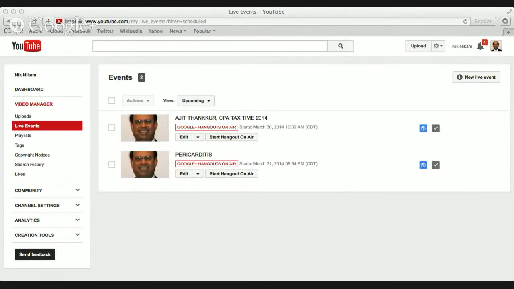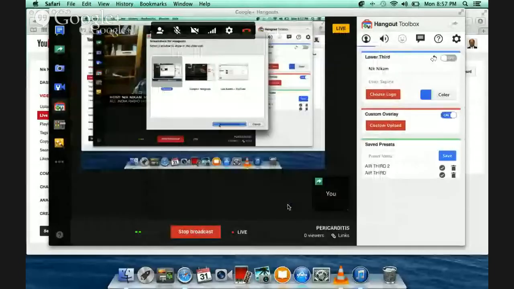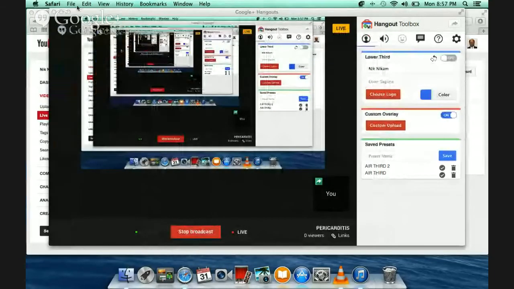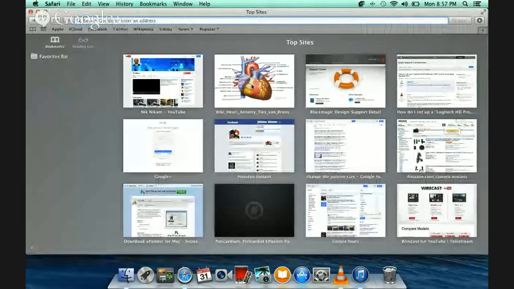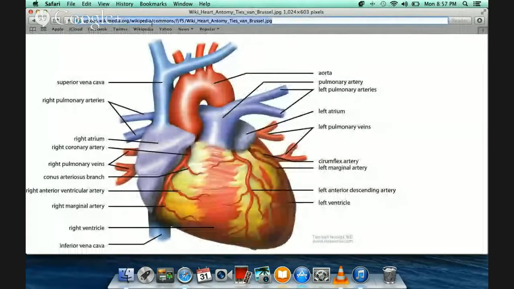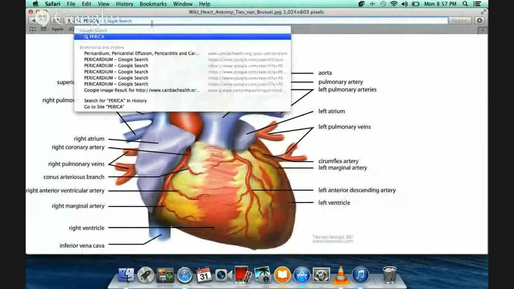Let's go back to screen share. Okay, I want to be able to share the desktop. That's what I want to do. Here, I'm going to share the desktop. So I'm going to pull up a new window in the website, and I'm going to bring up a picture of a heart. This is not the picture of the heart I would like. I would like to get a pericardium.